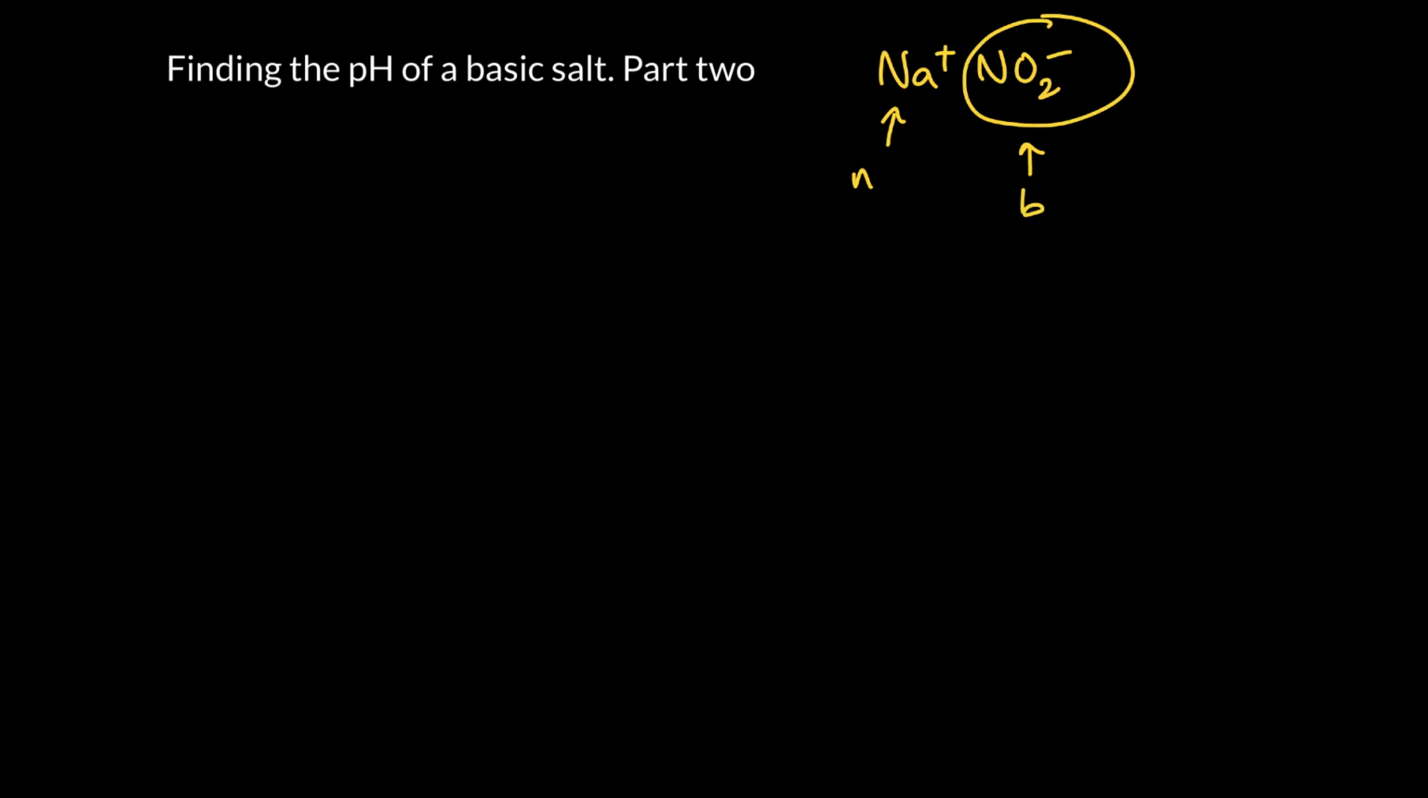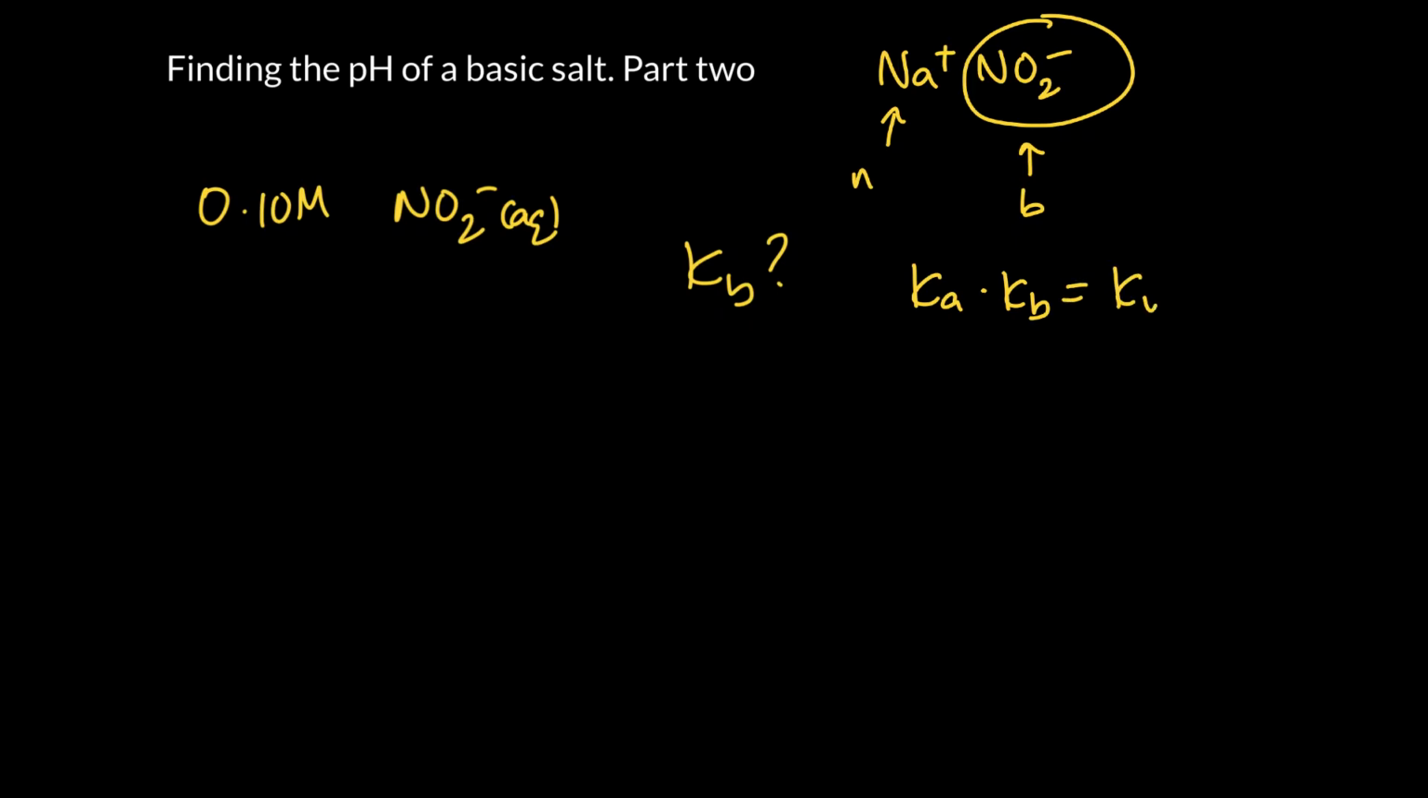And what we did in the last video is we had a 0.1 molar solution of sodium nitrite, which is really just a 0.1 molar solution of the nitrite ion, and we were trying to find the pH. And what stymied us is that we didn't know the value of Kb. However, it turns out that we can show that Ka and Kb for conjugate acids and bases are always equal to Kw. So we can calculate Kb if we know Ka and we know the value of Kw.